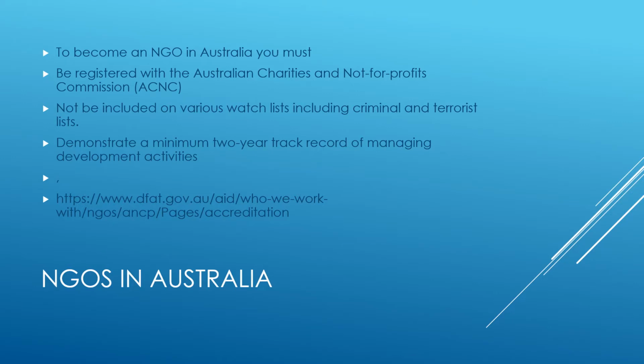Now, you can't just form an organisation and declare yourself to be an NGO. To become an NGO in Australia, you have to meet certain criteria in terms of finances and purpose of the organisation and relationships you have. For example, you can't be a political party and an NGO because you have an ulterior motive, for example.